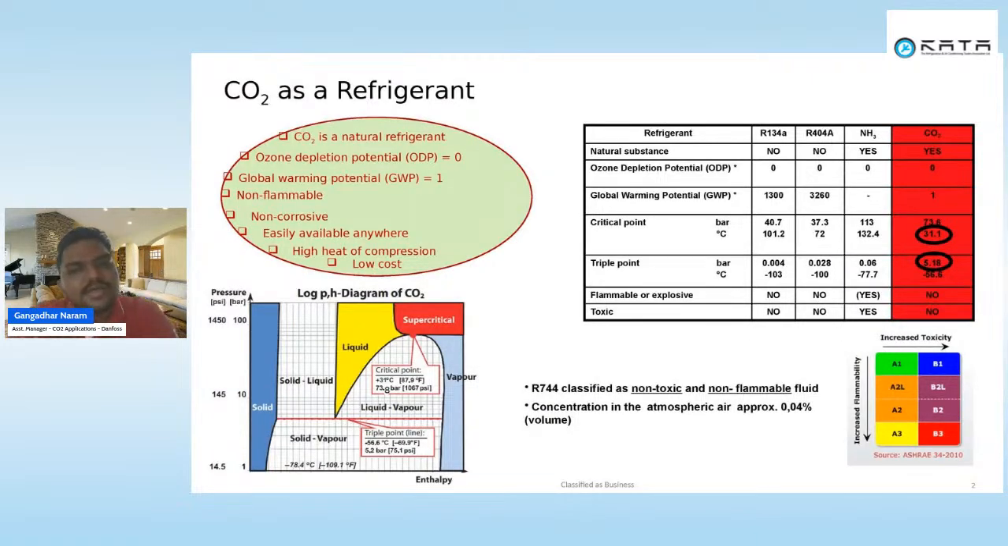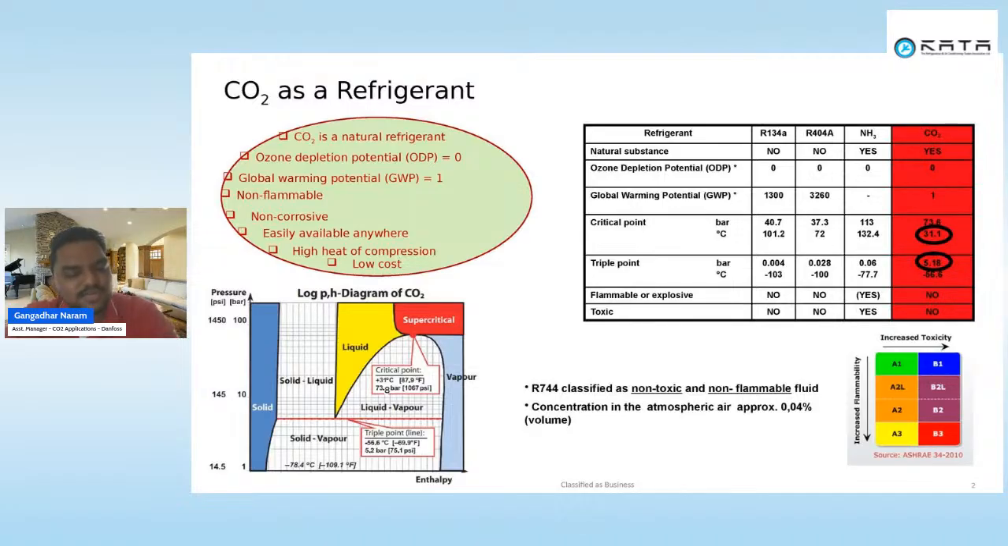To start with, CO2. First, we will understand the CO2 thermophysical properties and what the global warming potential number is for it. And apart from that, we will understand the pressure enthalpy chart and the limitations of CO2.